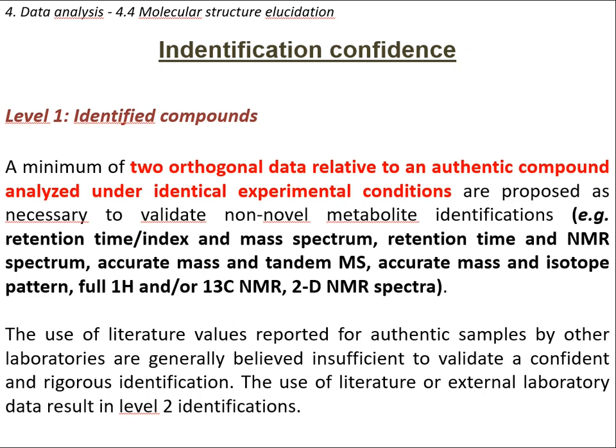From these analyses, you must have two basically independent pieces of information, like, for example, the retention time and the mass spectrum of the molecule, or the retention time and the NMR spectrum, or the accurate mass and tandem MS, which is MS data, etc. So this is quite stringent. It's very hard to satisfy these conditions. So it's quite rare to identify a compound formally in untargeted analysis.